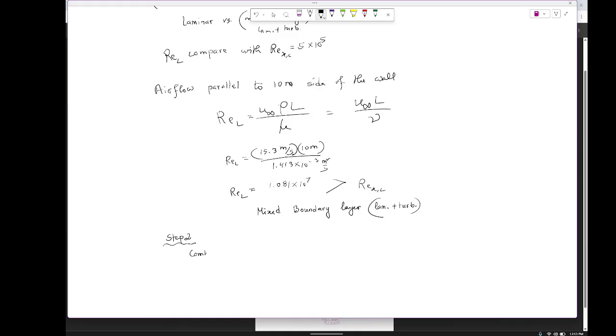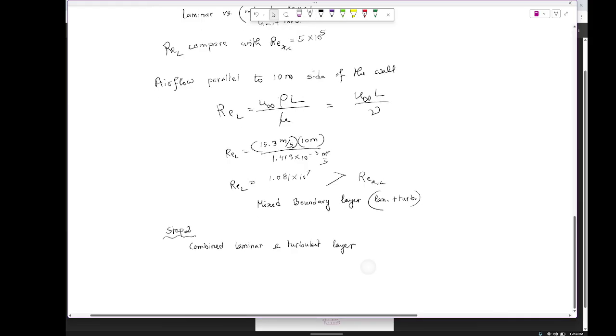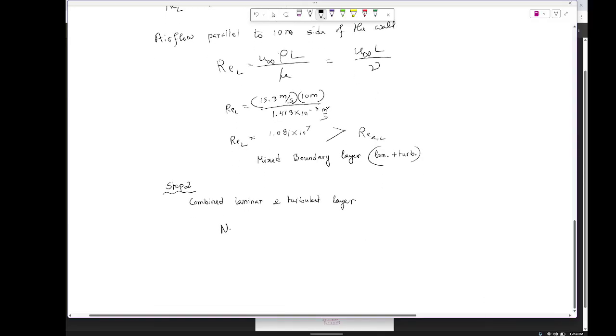So, combine laminar and turbulent layer. What is that? It's a mixed layer, right? So we're dealing with the combined case. Then the average Nusselt number is equal to 0.037 Reynolds number to the power 0.8 minus 871, and the whole thing times Prandtl to the 1/3. Then you plug in all the values.